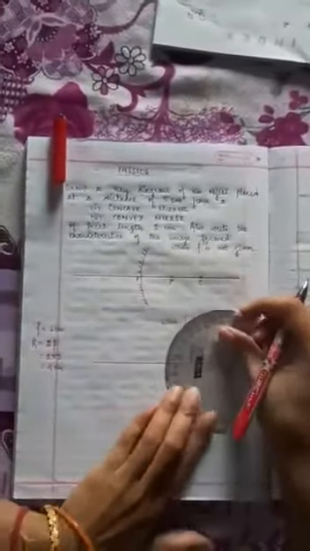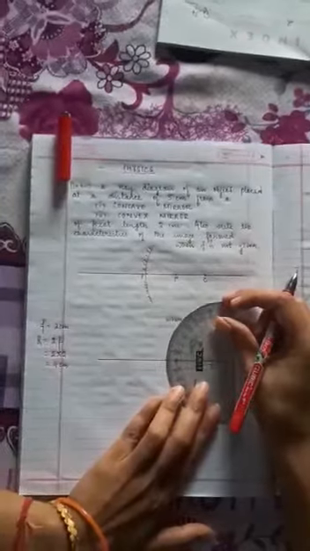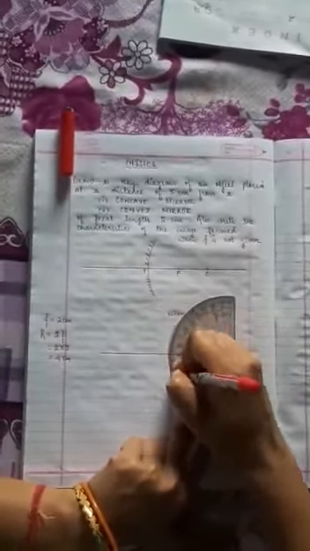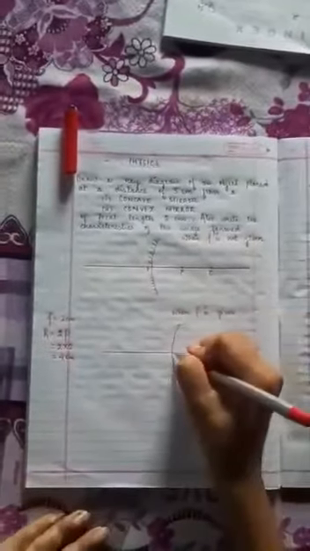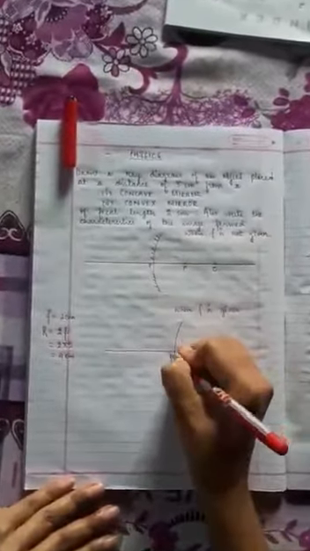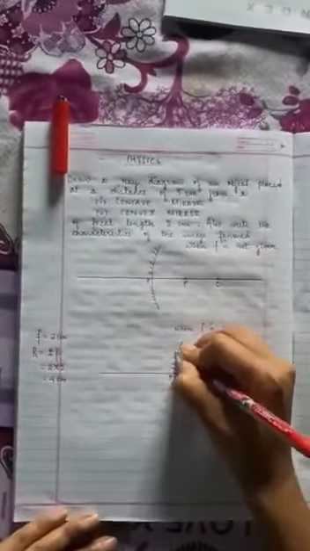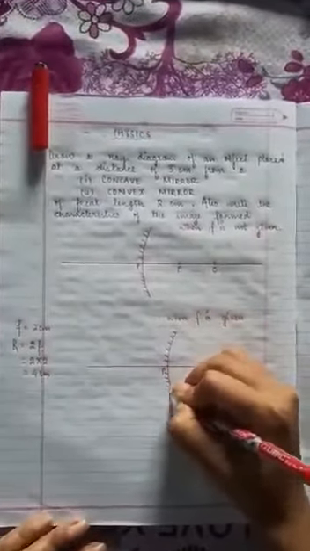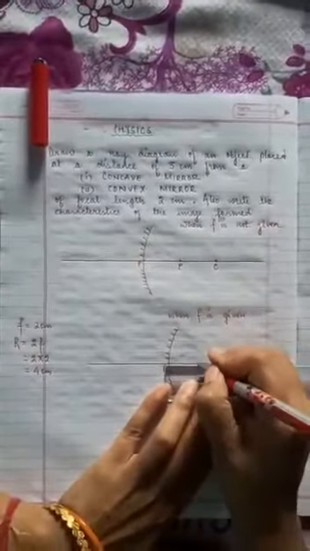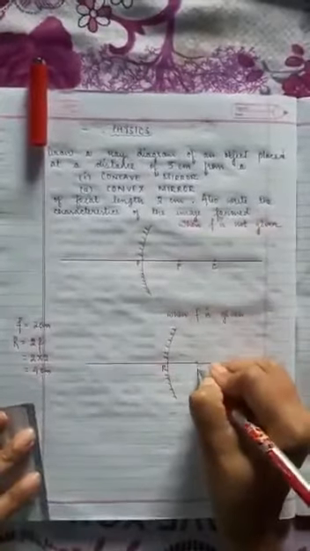On this point, you will draw the mirror. I am using a protector. You can also use your compass. Make sure that the upper 3 lines and lower 3 lines are the same, or you can say the curvature on this part should be equal to the curvature on this part. This is your pole. Mark it as concave mirror. And this is the radius of curvature. Half of it is the focus. This much you have to draw based on this question.